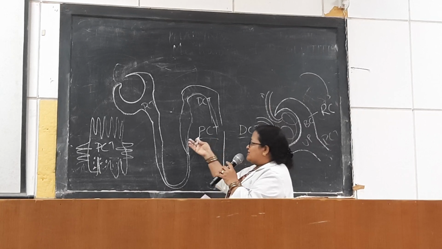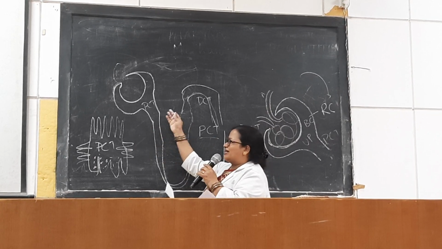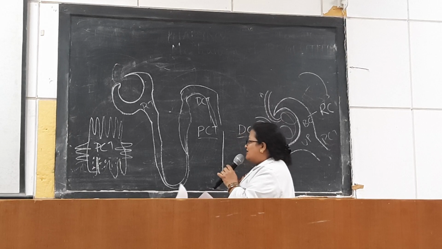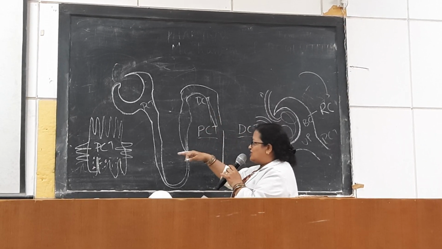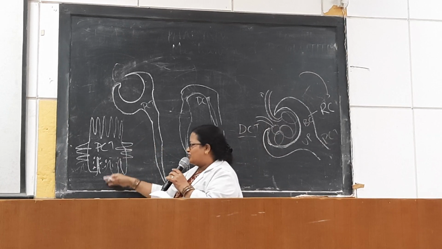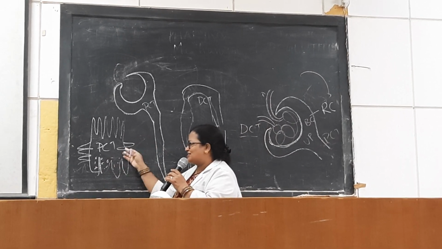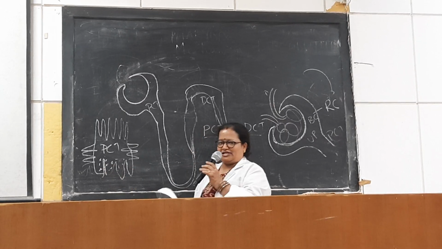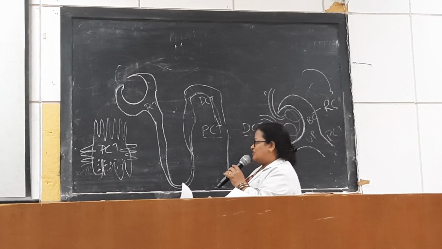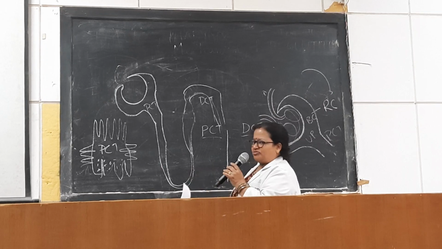And the PCTs, since they are brush bordered, take up more stain and look darker. But the distal convoluted tubule doesn't have microvilli. They only have the basal striations and the lateral striations along with the mitochondria on the lateral aspect of the striations, which help in the absorption of ions.